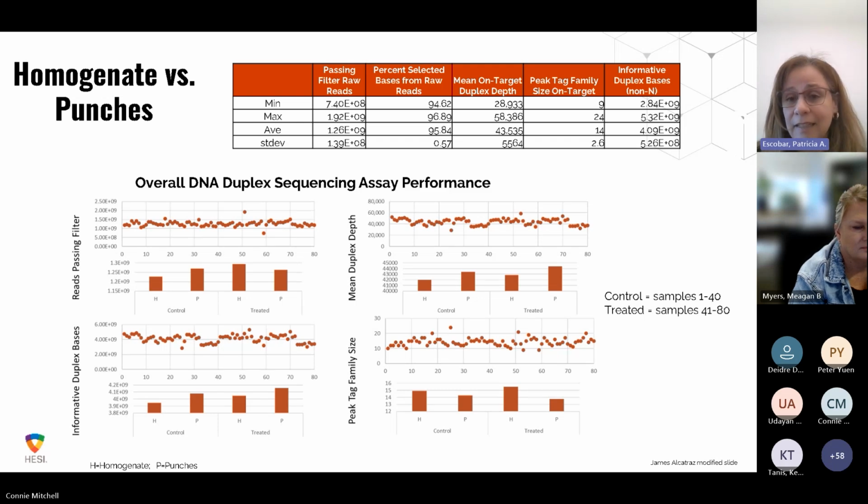And as I indicated, some of these slides are from James, so I wanted to make sure I acknowledge that he put these slides together. Next slide, please.